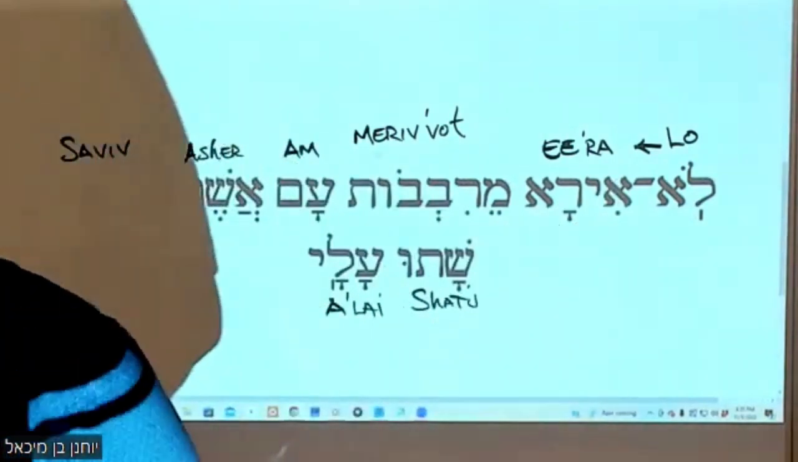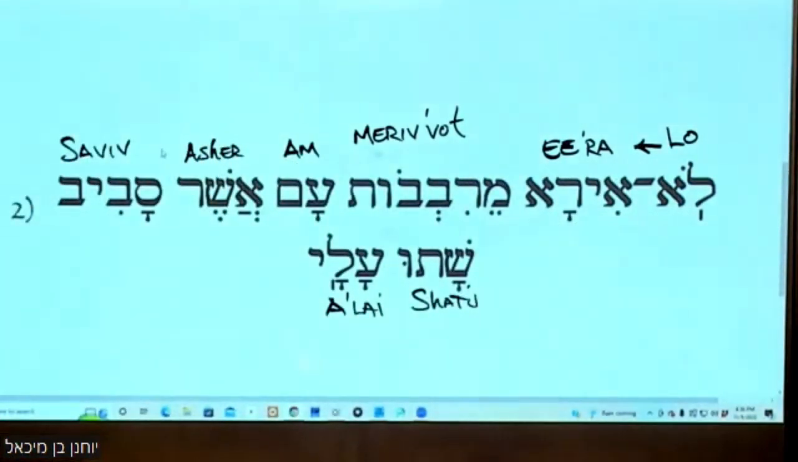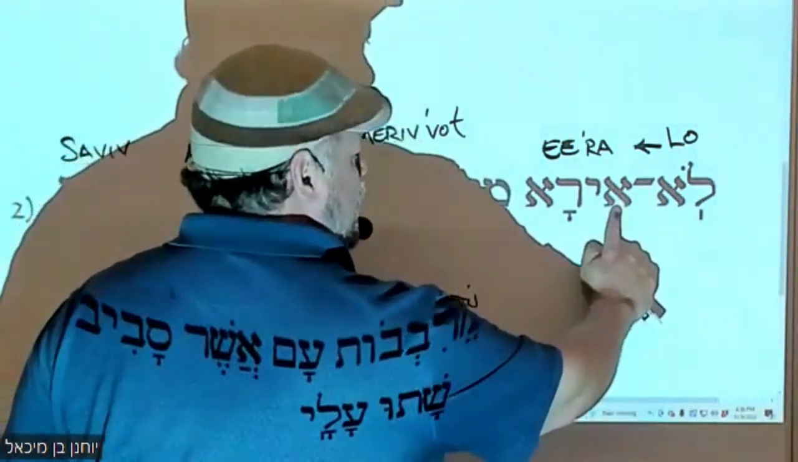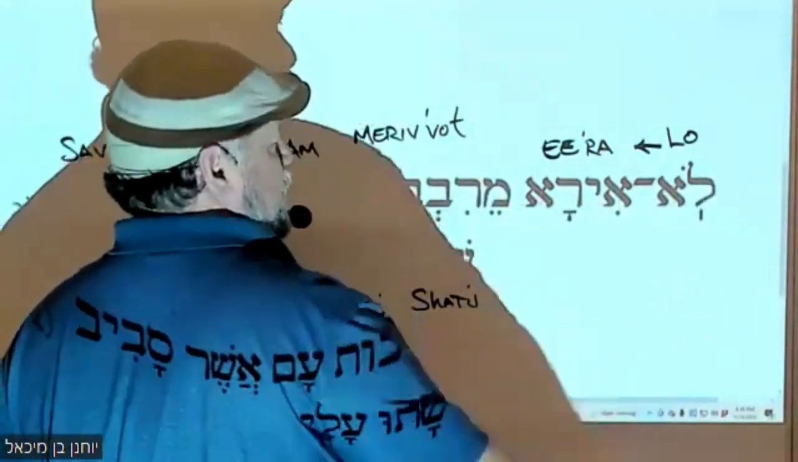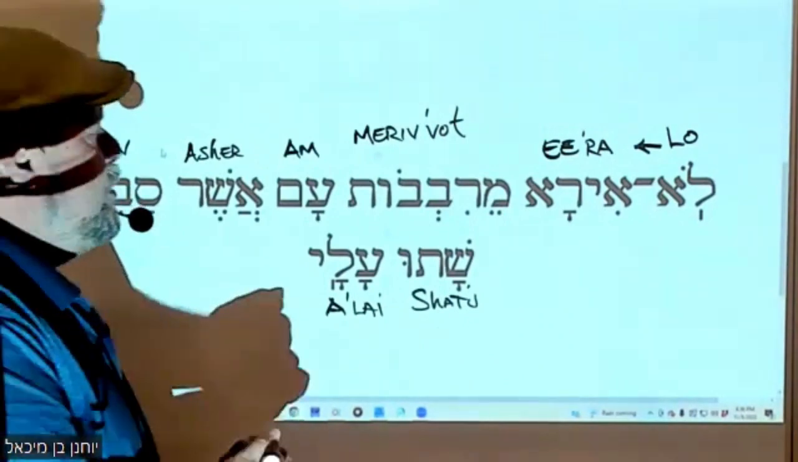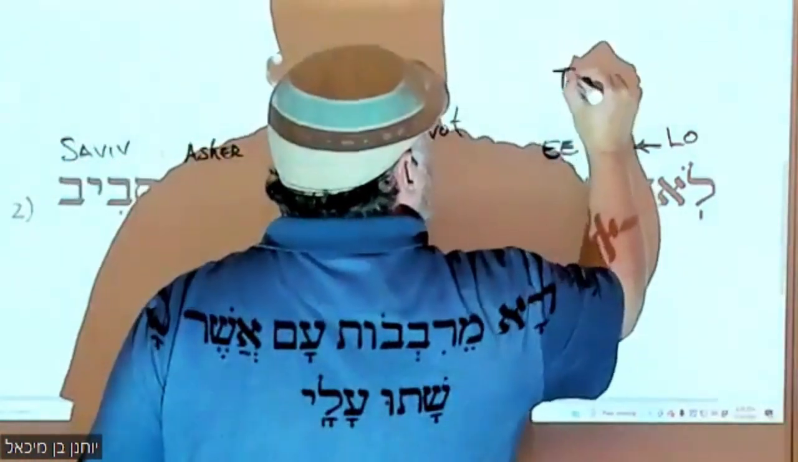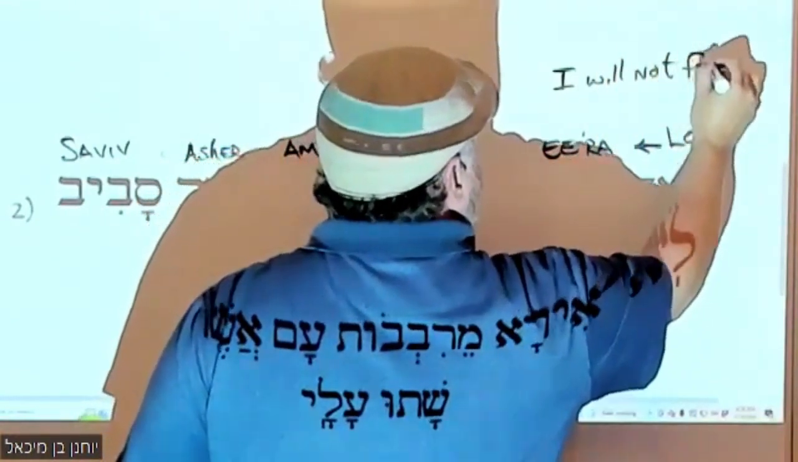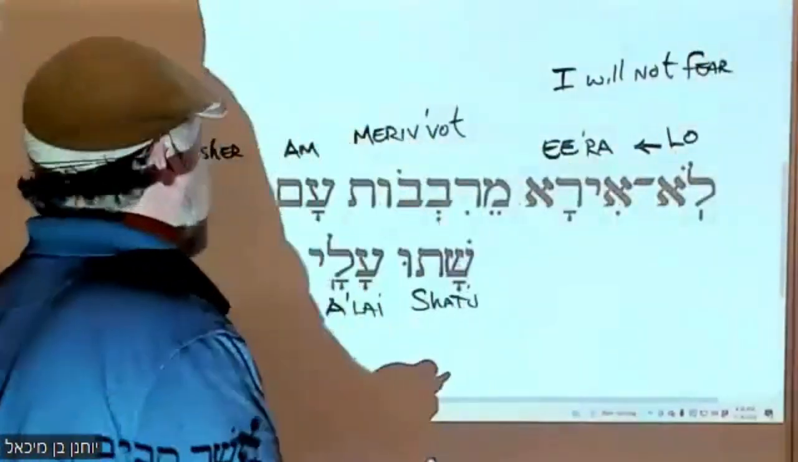Yareh, which means what? Kim is over there pushing on mom. Yareh, to fear, to be afraid. Yareh. So, lo ira. All right. I will not fear. Okay. Lo ira. I will not be afraid. I'm not going to fear. Right? Lo ira. I will not fear. We got to fear something, right?